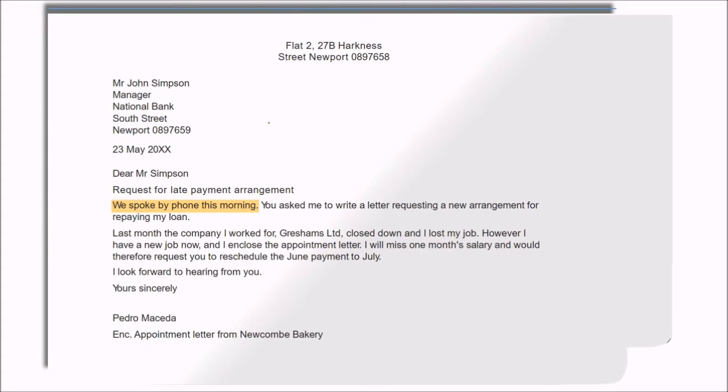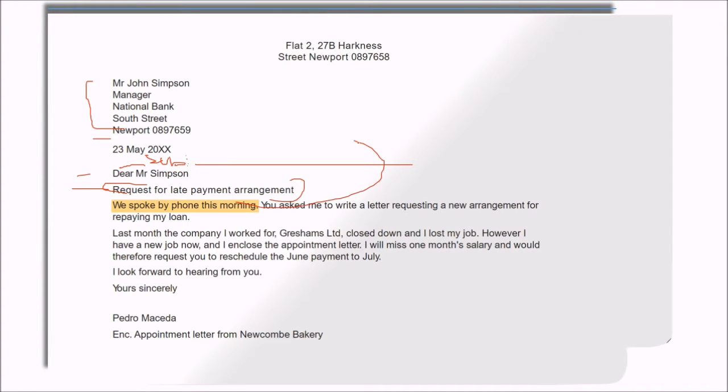Again, one more example. This is again the address, date, Mr. Simpson. Here, Dear Mr. Simpson, or if he is a doctor, you can use Dear Dr. Simpson. If she's Mrs., you can just write Dear Mrs. or Miss Simpson. Right. Request for late payment arrangement. This is what the subject should be.